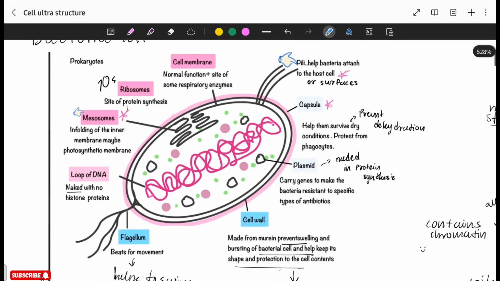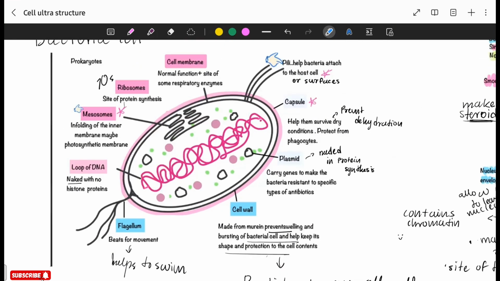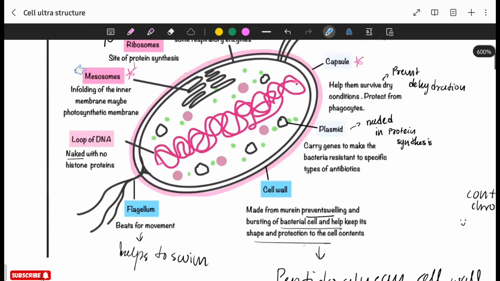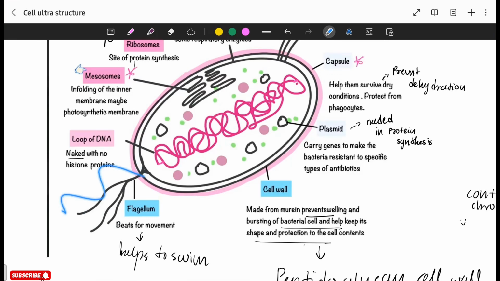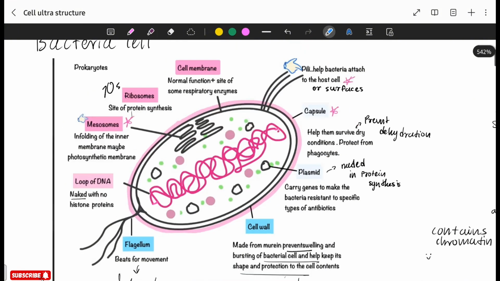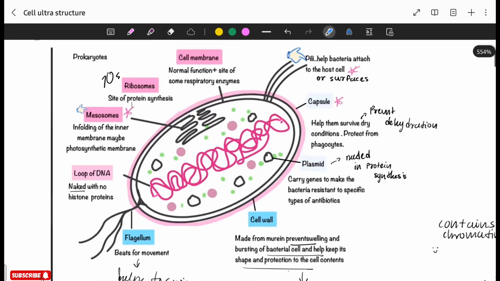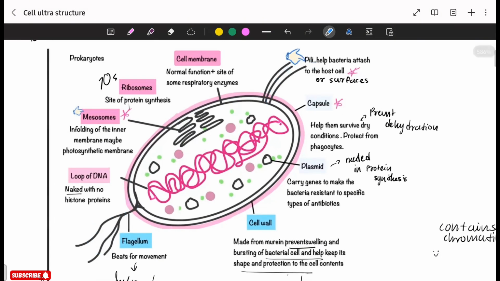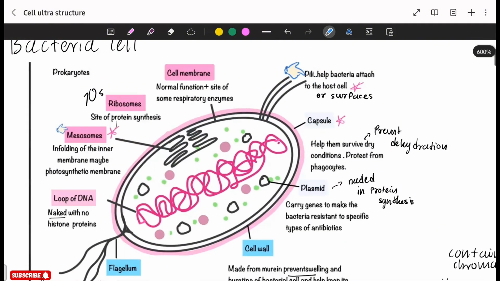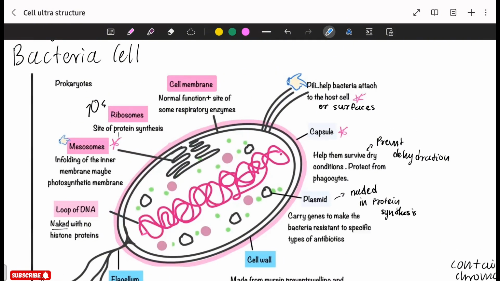Flagellum, I'm sure you know what a flagellum is. It's this long extended part from the bacterial cell membrane, and it beats so that the bacteria can move and swim. Flagellum and pili might seem similar, but the function is different. Flagellum is this one here, pili is this one. Pili attach to the host cell or to surfaces, helping the bacteria hold onto that surface.